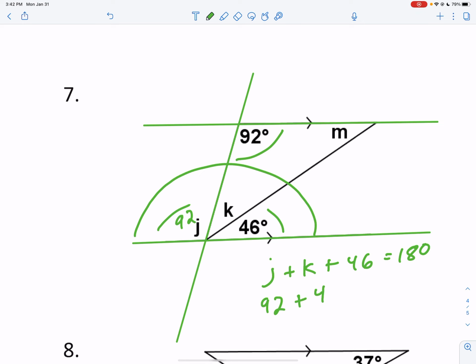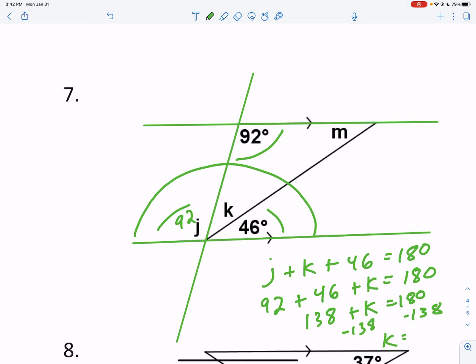I'm going to change the order a little bit. 92 plus 46 plus K. Addition is commutative, so I can change the order. 92 plus 46 is 138, I believe. 90 plus 40 is 130. 2 plus 6 is 8. Add them together, 138. Subtract 138 from both sides to get K is equal to 180 minus 138 is equal to 42. So this must be 42.